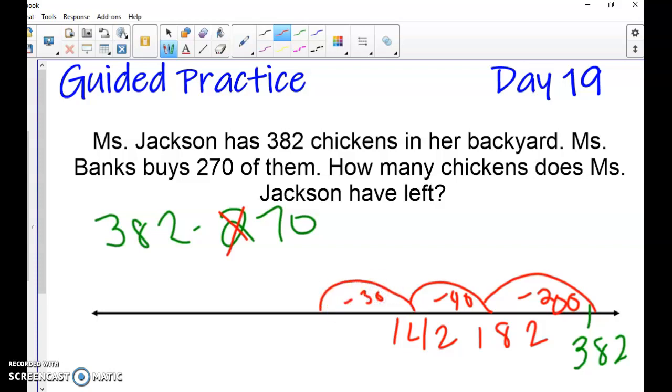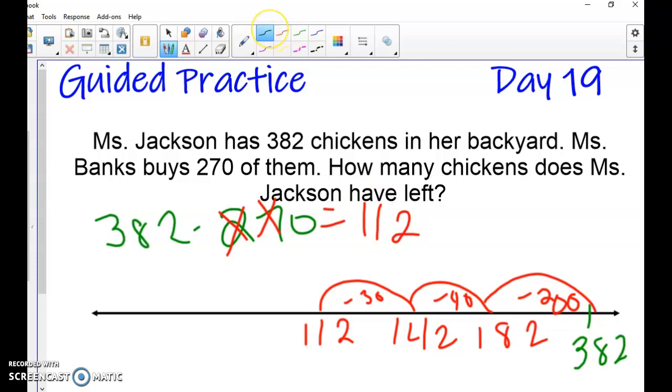Because 3 plus 4 equals 7, and 30 plus 40 equals 70. So now I'm getting ready to take away 7 tens. 4 tens minus 3 tens is going to be 1 ten. So 142 minus 30 is going to be 112, sorry, not 111, 112. And I have 0 tens to take away. So since I have 0 tens to take away, 382 minus 270 is equal to 112.